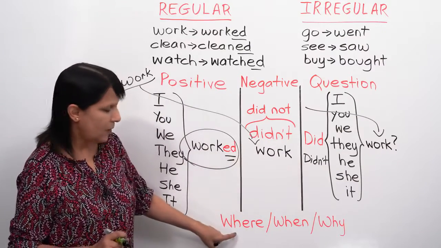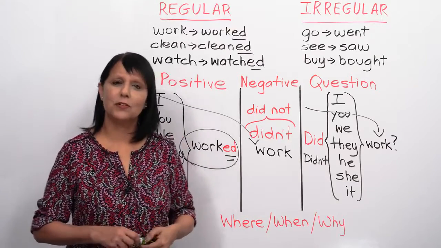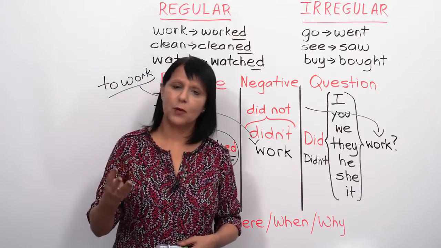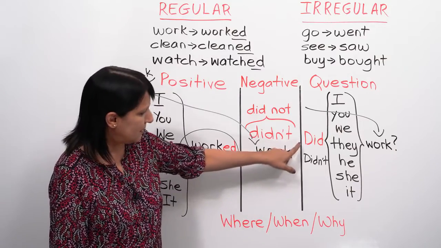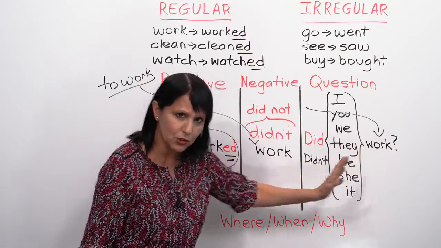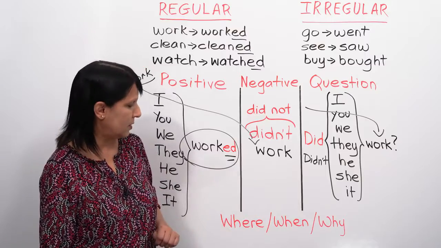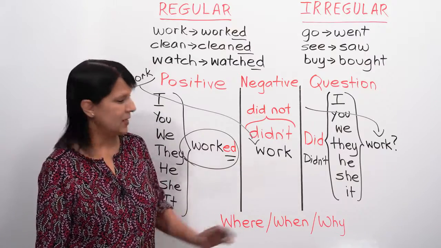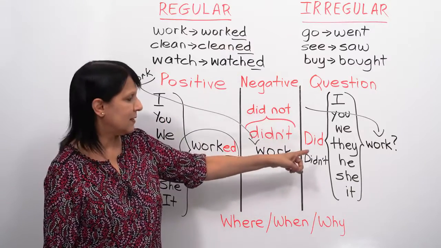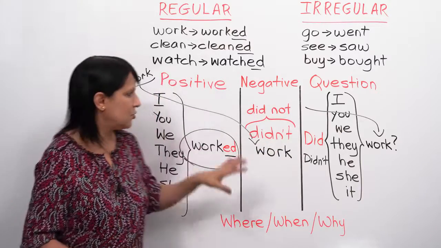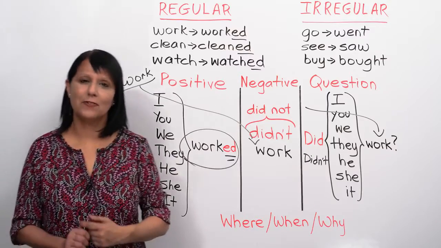Okay. Or you could ask a question that begins with one of the question words. What are the question words again? Who, what, when, where, why, how much, how many, right? So then what happens? We put it before this. We have to keep the same structure and we say, where did you work yesterday? When did they work? Why did he work? Okay? So just put the question word, if you have one, before did. But we need the word did to form the question. So this is the entire structure of the past simple tense for regular verbs.